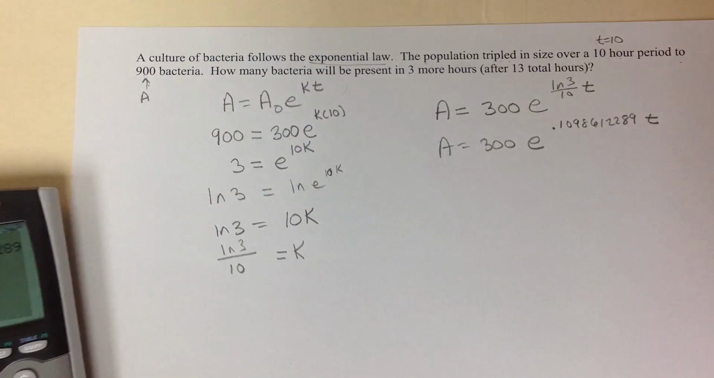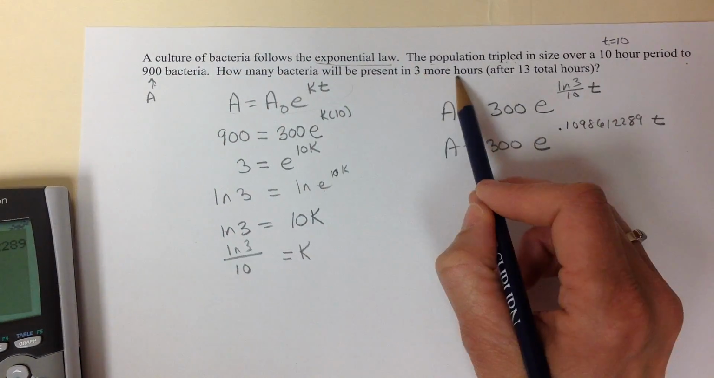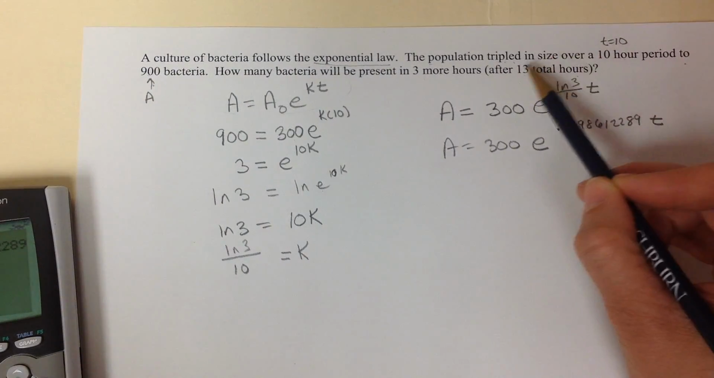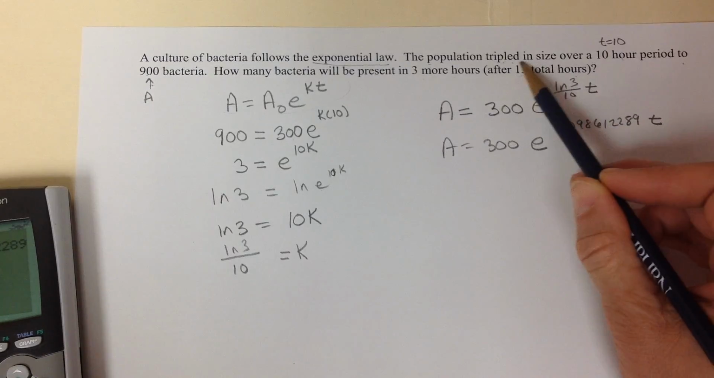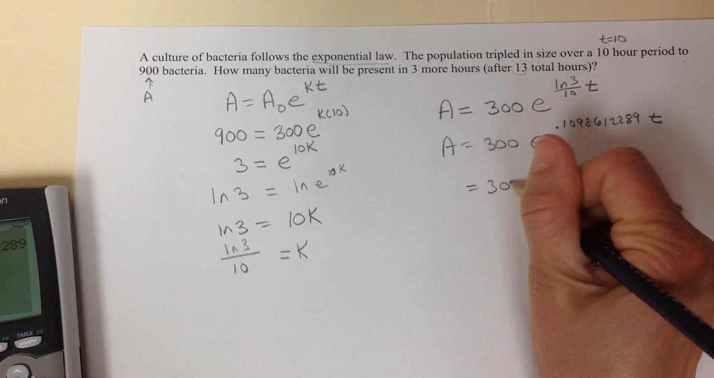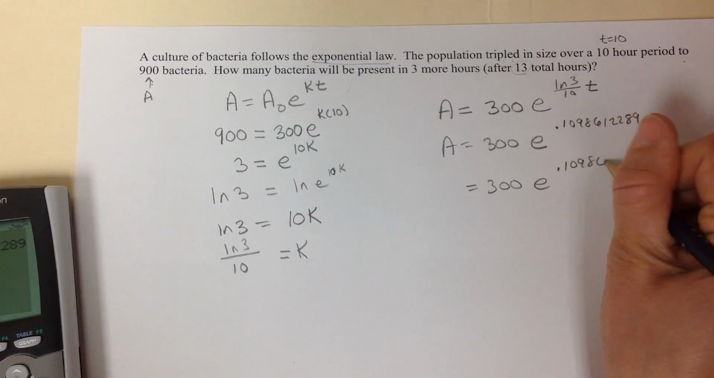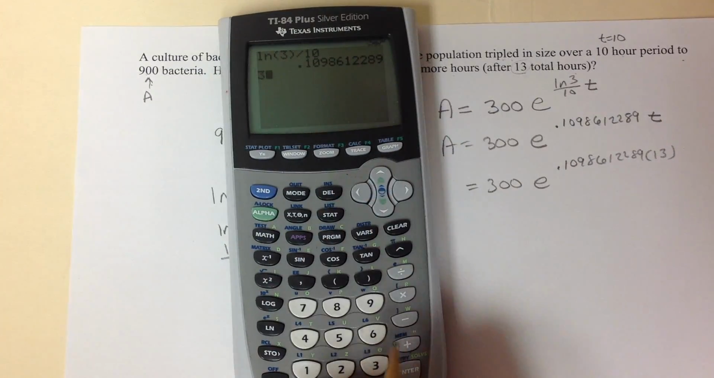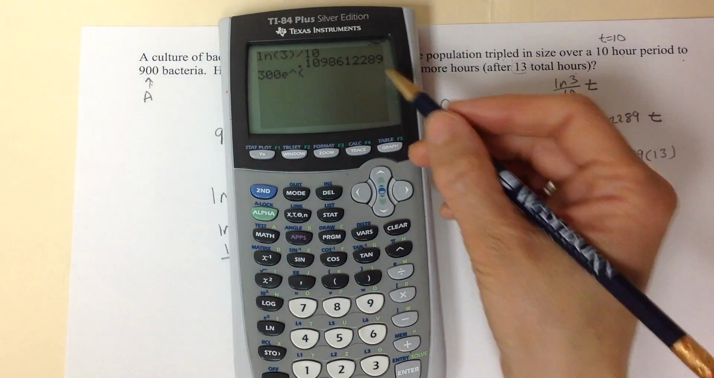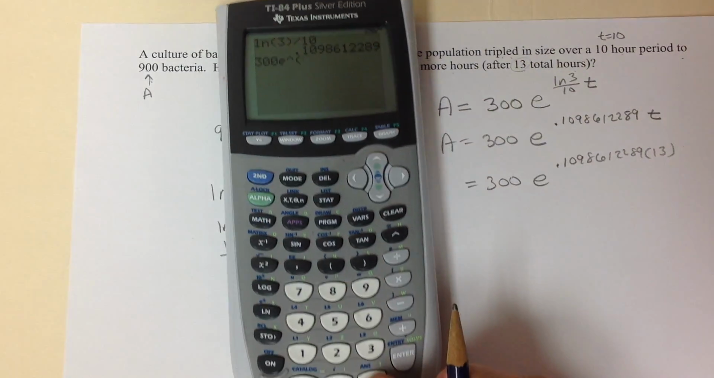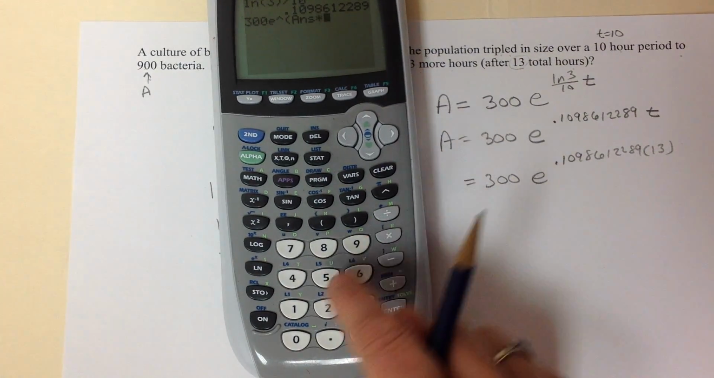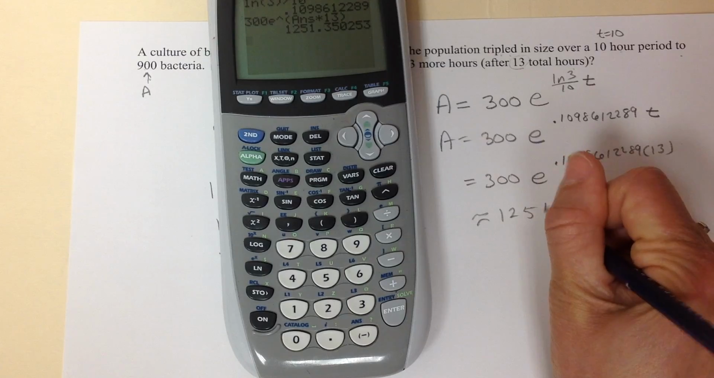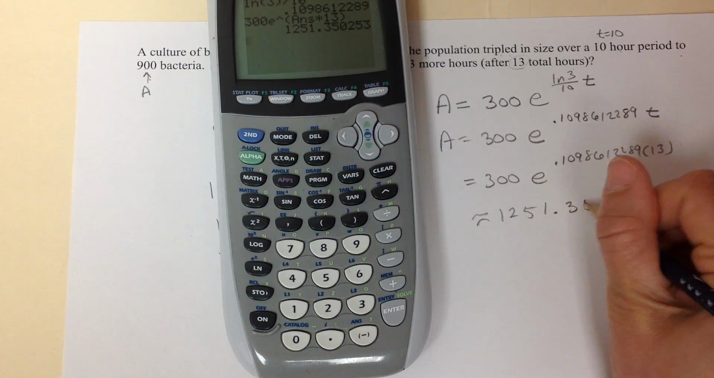Okay, now what's our question? How many bacteria will be present in 3 more hours, which is 13 hours total? So in reference to our starting population of 300, it's 13 for t. So 300 e to the 0.10986122289 times 13. I already have this number in my calculator, so I can use the second negative to get the previous answer. Multiply that by 13 in the exponent, and I end up with 1251.35 is what I get.